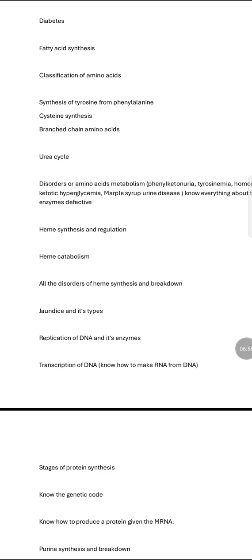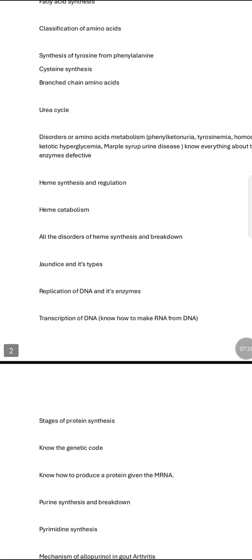Okay. Then classification of amino acids. What are amino acids and how do you classify them? There are essential amino acids, there's non-essential. There are different types of classification of amino acids basically, but at least you're supposed to know about essential and non-essential. What are essential and what are non-essential type of amino acids as well.